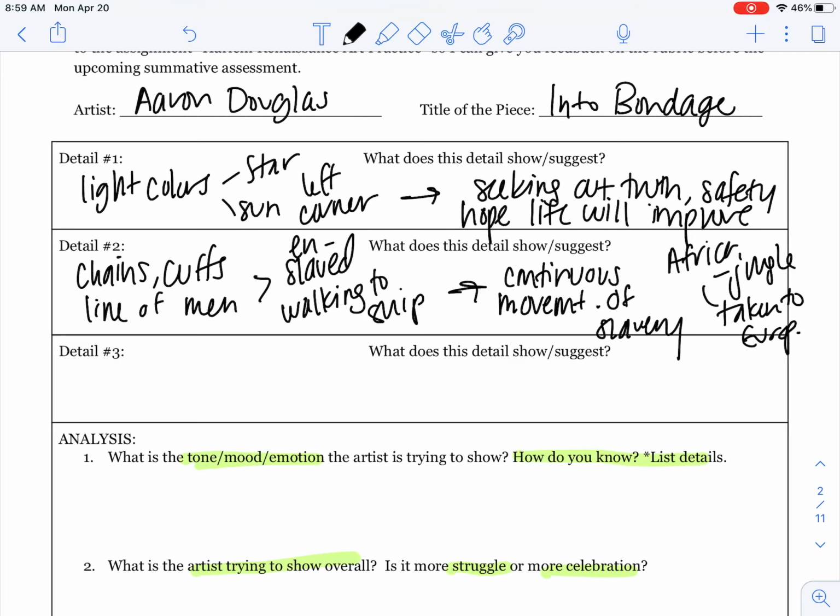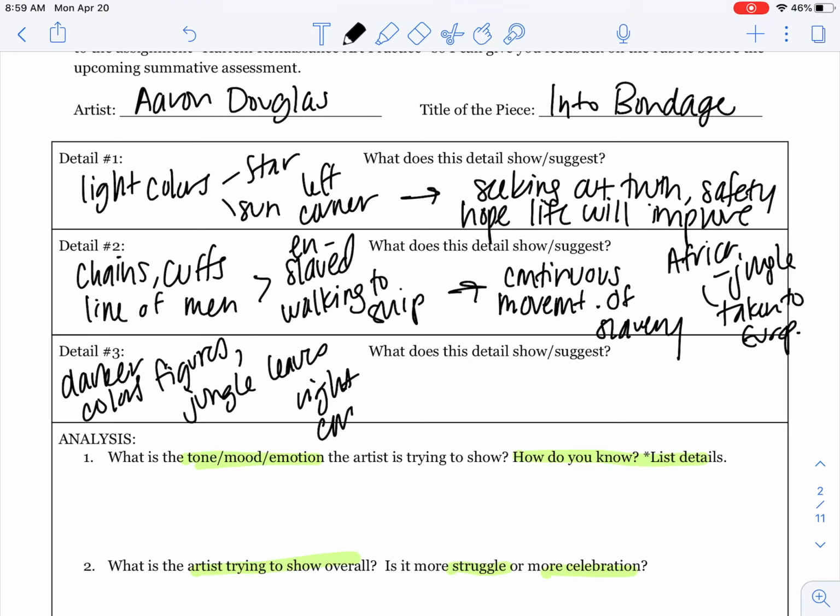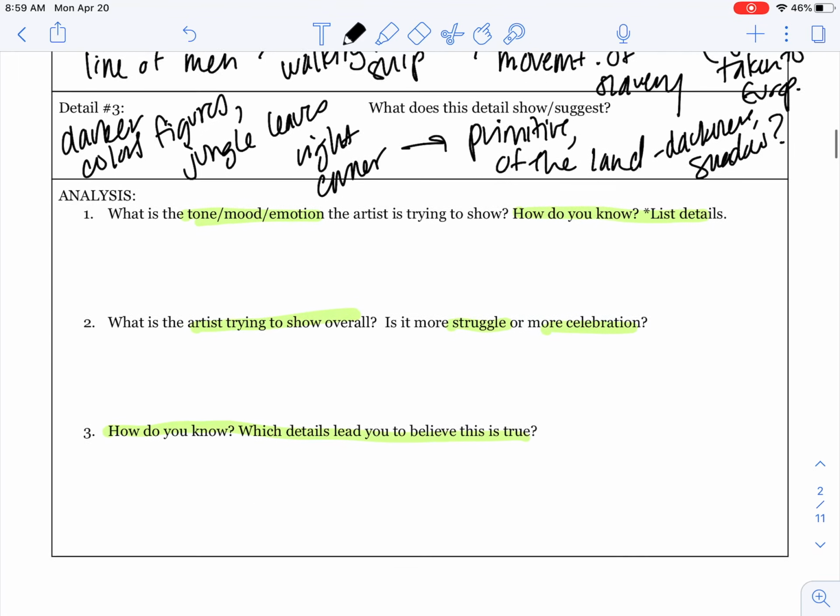Another detail I want to talk about is the darker colors in the figures, and then also in the jungle leaves and such in the right corner. So I think it has something to do with this idea of being primitive, being of the land. The leaves and such really come into the actual painting itself. And they're leaving with this dark shadow, this question mark of what life is going to be like coming out of that.